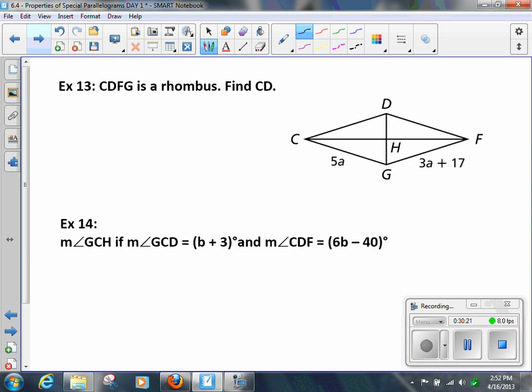CDFG is a rhombus. Find CD. CD is a what? Is it a side or an angle? It's a side. We're talking about a rhombus. Do you see how I mark up my picture in my problem? My rhombus.